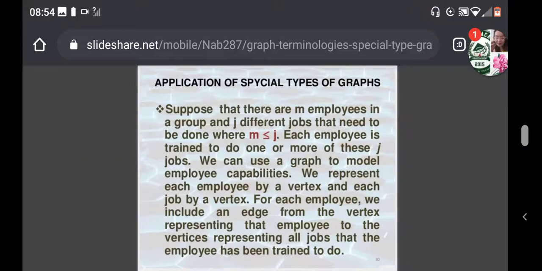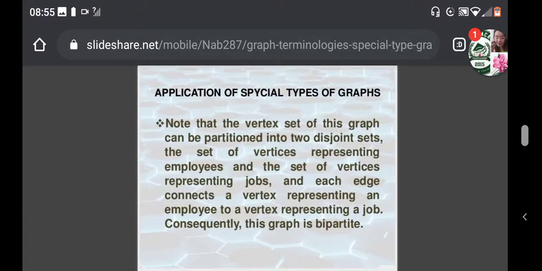So in the application of special types of graphs, suppose that there are employees in a group and different jobs that need to be done, where each employee is trained to do one or more of these jobs. We can use a graph to model employee capabilities. We represent each employee by a vertex and each job by a vertex also. For each employee, we include an edge from the vertex representing that employee to the vertices representing all jobs that the employee has been trained to do. So every job has a specific purpose for each employee. Okay? They each have their own role to play. So, an example of this, there.